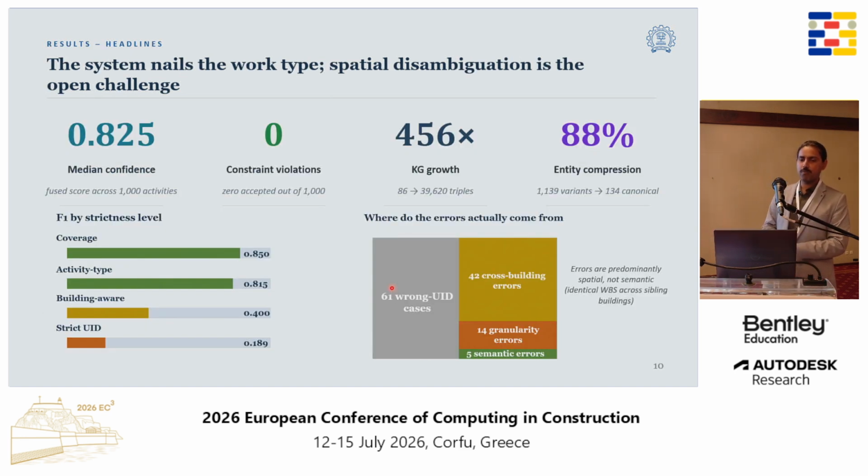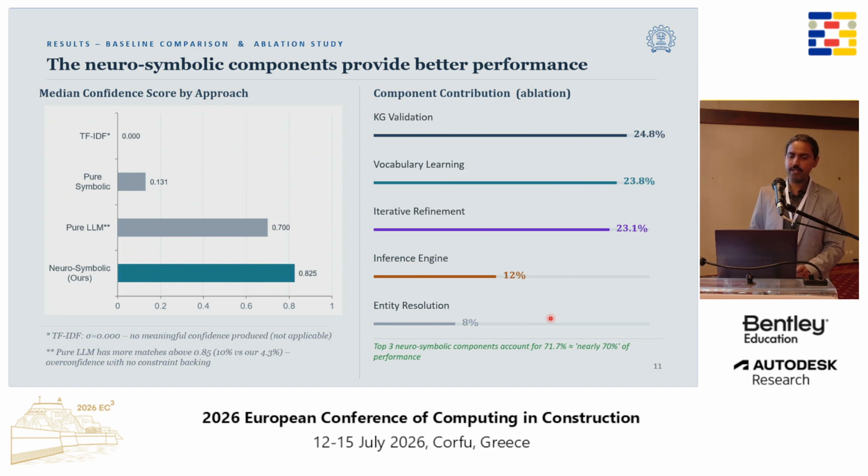We had 82.5 percent confidence, and then 88% entity compression. The major errors are coming from cross-building errors. That means the same activity is happening between different buildings, and our system is not able to correctly differentiate them. And then we did the ablation studies and found that KG validation, vocabulary learning, and iterative refinement are the core components of our whole system, and they are proving to be valuable.